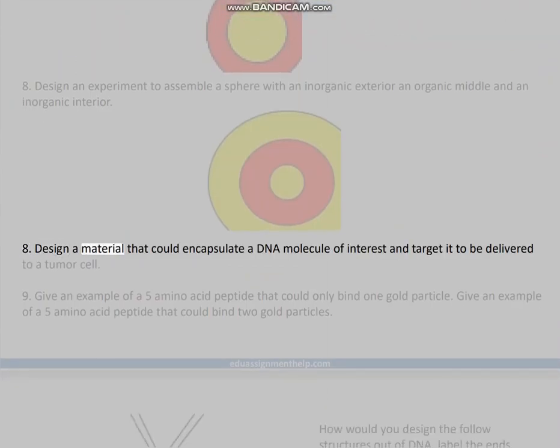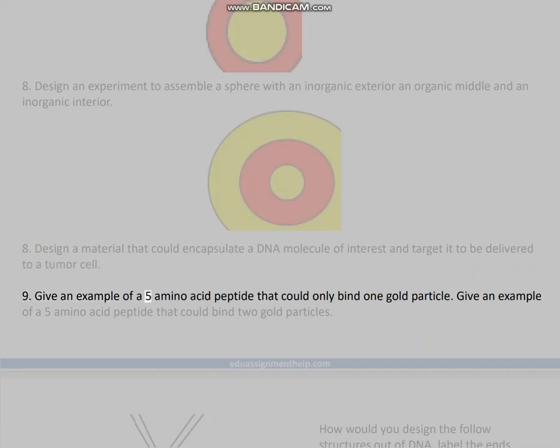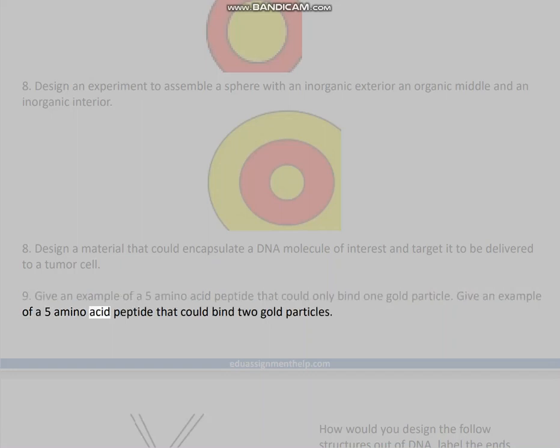8. Design a material that could encapsulate a DNA molecule of interest and target it to be delivered to a tumor cell. 9. Give an example of a 5-amino acid peptide that could only bind one gold particle. Give an example of a 5-amino acid peptide that could bind 2 gold particles.